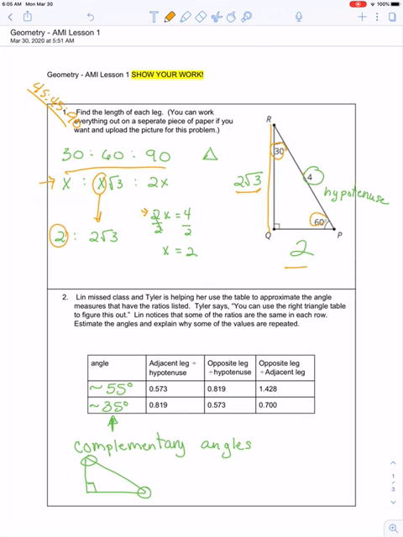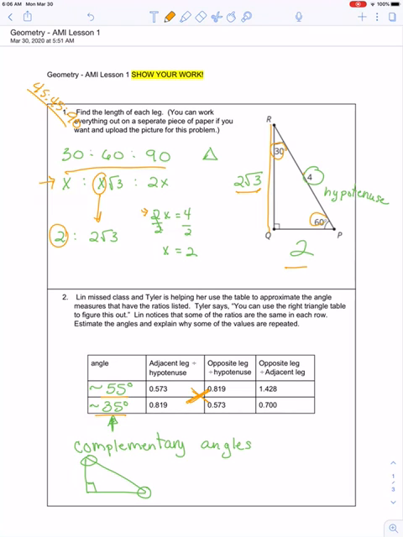All right, number 2. Lynn missed class and Tyler is helping her use the table to approximate angle measures to have the ratio listed. Tyler says you can use the right triangle table to figure this out. Lynn notices that the ratios are the same in each row. Estimate the angles and explain why you know the values. Again, these are estimations. It's approximately 55 degrees, approximately 35 degrees.